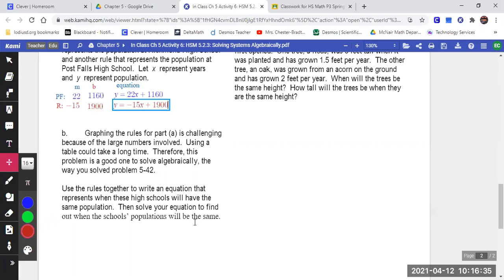So this is remember what I told you, that there are some situations when graphing or making a table isn't a very good thing, because it's going to take a long time to bring 1900 down and 1160 up to meet each other. That'd make a really big table and a really big graph. So this is when we do the algebraic. Okay, so we need to set them equal. So what's it going to say? How are we going to set them equal? What would it look like?